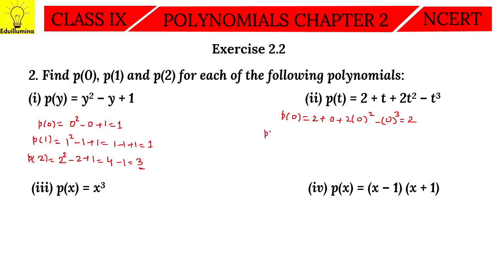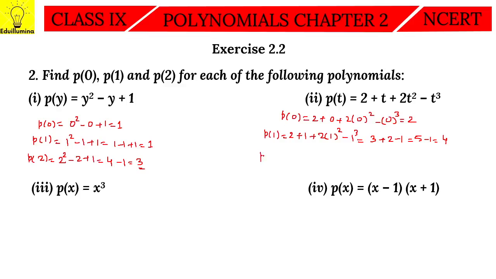And the next is p of 1. Now putting t equal to 1. So 2 plus 1 plus 2 into 1 square minus 1 cube. 2 plus 1 is 3. 2 into 1 square is 2 minus 1. So 3 plus 2, 5 minus 1, which is equal to 4.